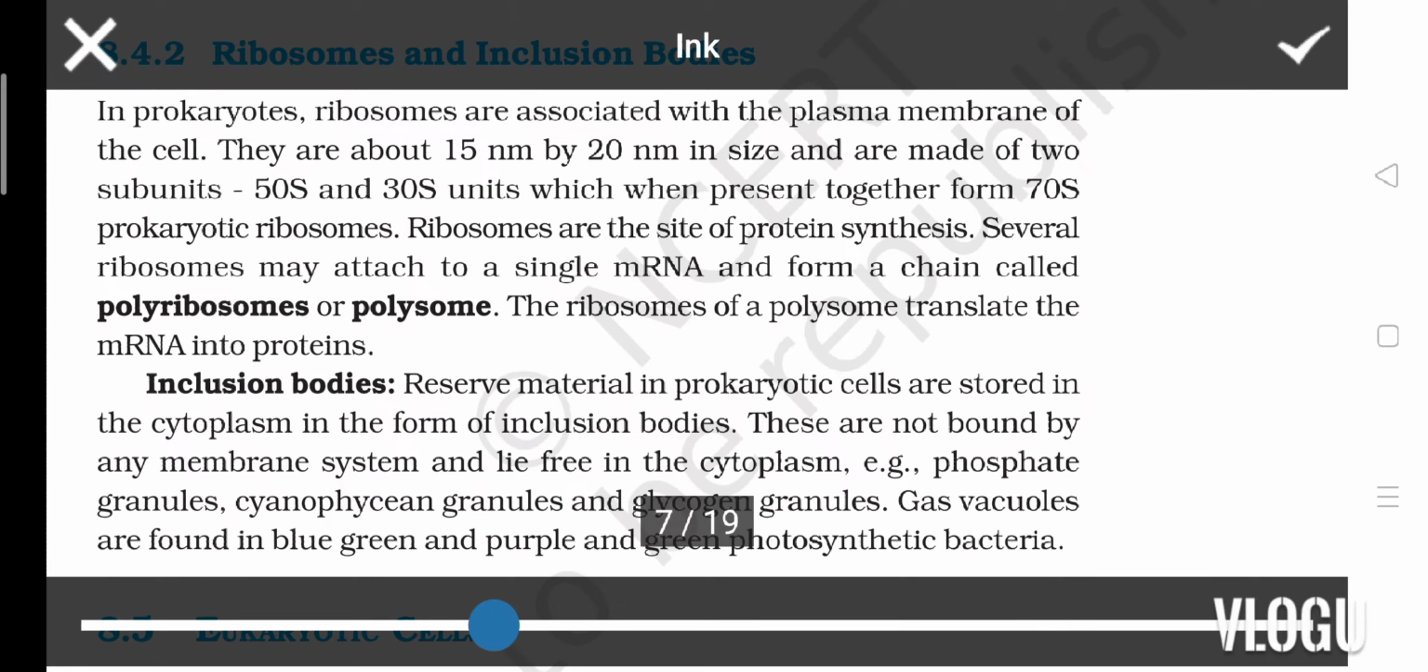In the ribosome, in both prokaryotes and eukaryotes, two units are always there: one is the larger subunit and the second is the smaller subunit. In prokaryotes, the larger subunit is the 50S and the smaller subunit is the 30S. What is the role of the ribosome? The role of the ribosome is always protein synthesis. So ribosomes are the site of protein synthesis.